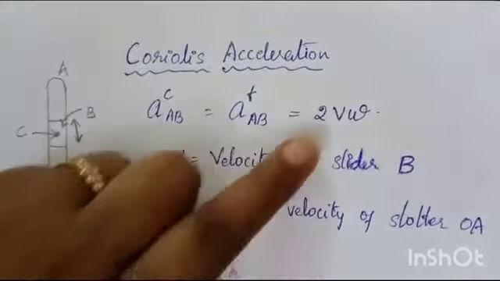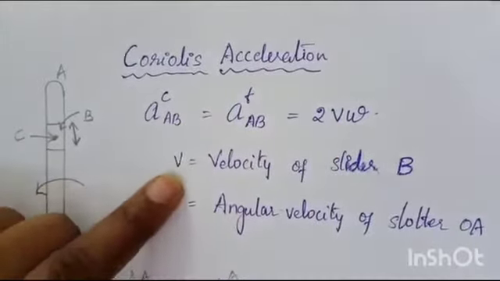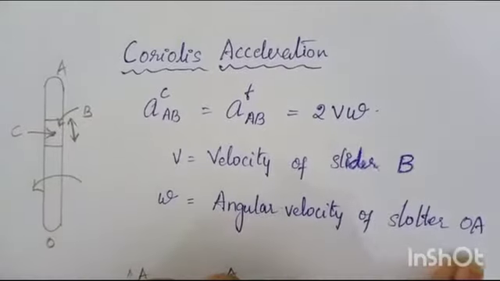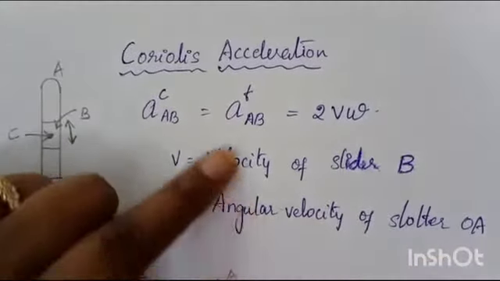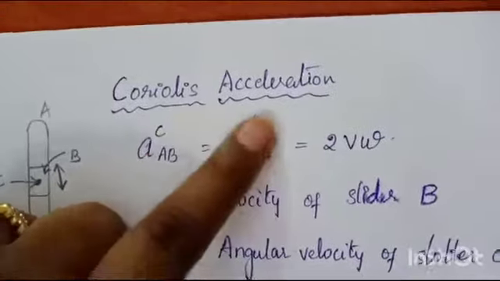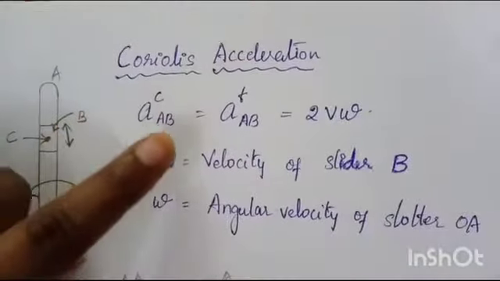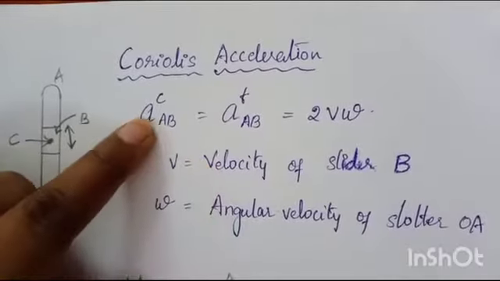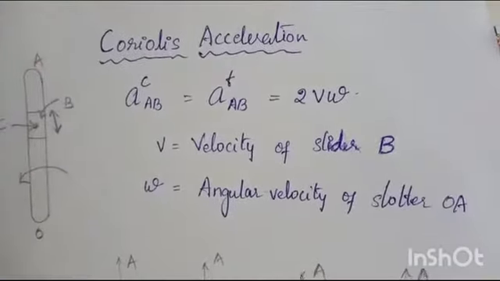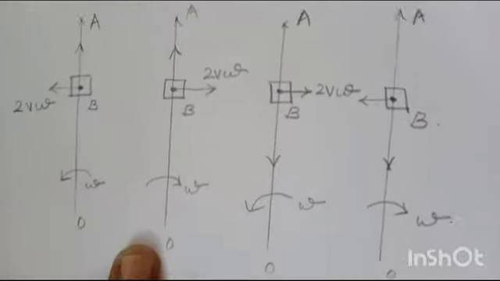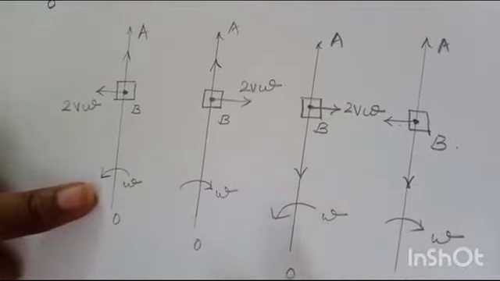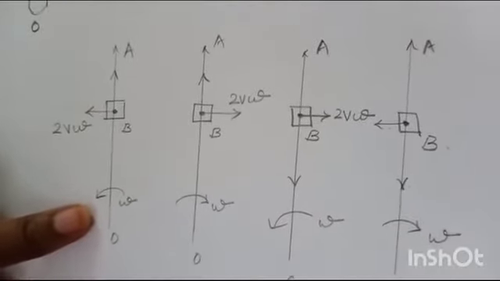Then this 2v omega: v is the velocity of the slider B and omega is the angular velocity of the slotted lever OA. By multiplying with the constant 2 you will get the Coriolis acceleration. So instead of tangential acceleration you have to take Coriolis acceleration in the acceleration diagram. Here you have four different categories, based on the movement of the slider and the movement of the slotted lever.